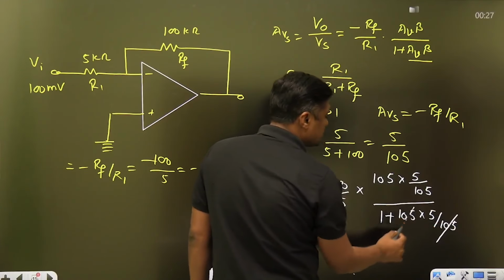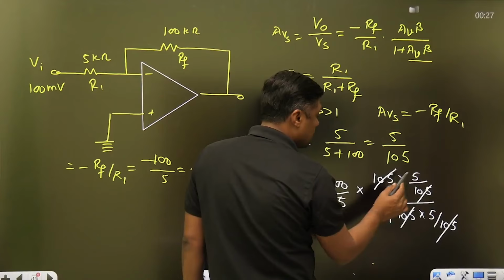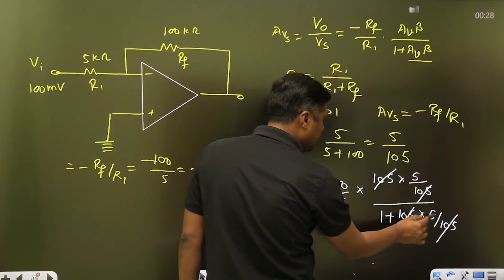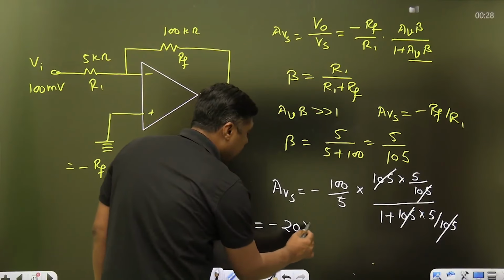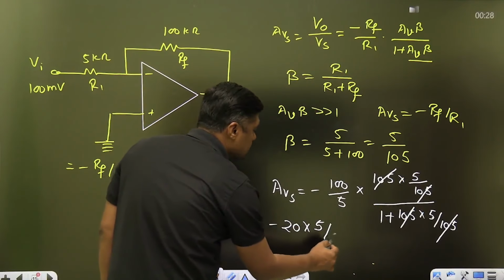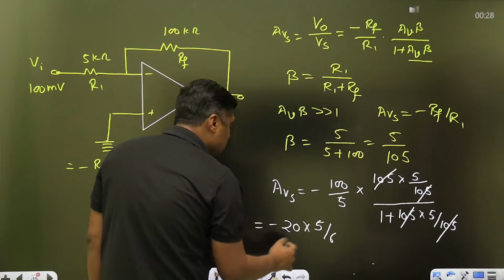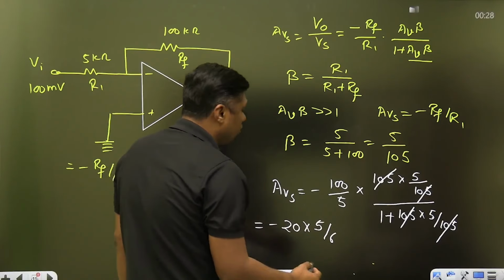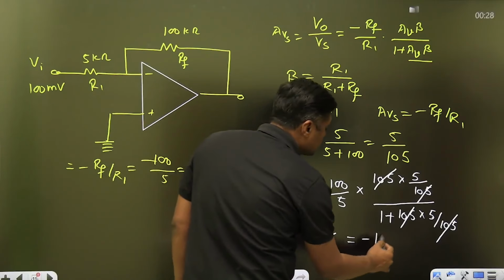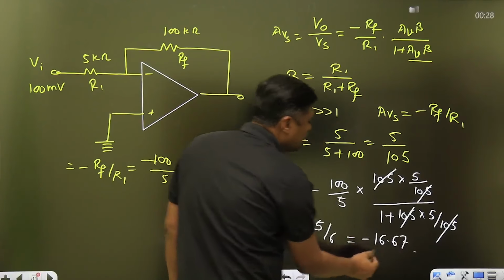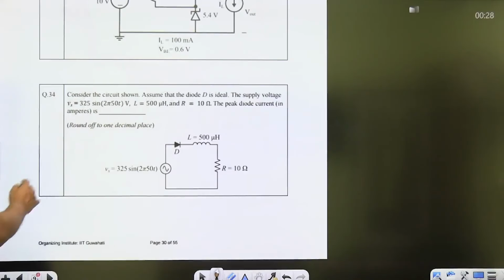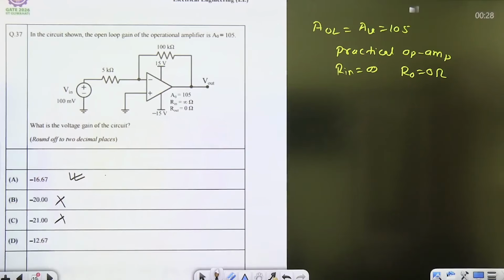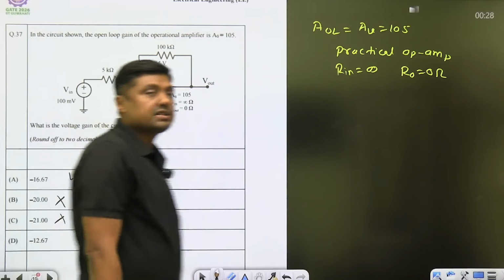This is cancel out, this is cancel out, this is cancel out, this is cancel out. In numerator we have the 5, in denominator we have the 5 plus 1, 6. It will become minus 20 into 5 upon 6. That is 100 upon 6. This is nothing but what? Minus 16.67. You will get the exact answer, minus 16.67 guys.